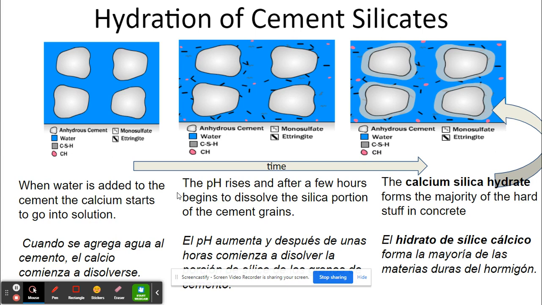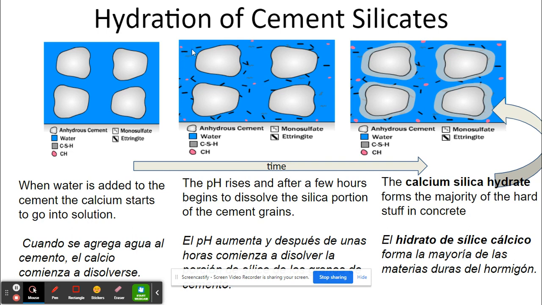Okay, so what actually happens when water is added and how does it actually harden? This process is called the hydration of our cement silicates. When water is added to your cement, the calcium in the cement starts to go into the solution. These little gray blobs here are going to be your cement. It's dry. The water hasn't been into it yet. As you can see over time, the pH level will rise and the silica portion of the cement will start to dissolve.